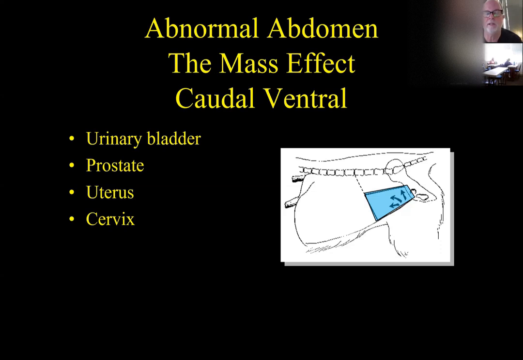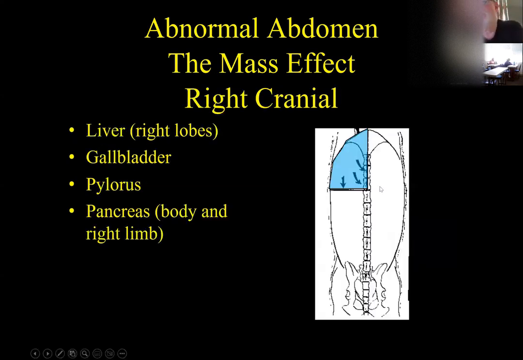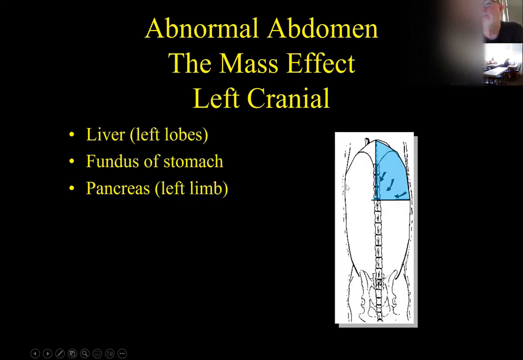Okay, and then unfortunately, we're not going to spend much more time on this. You kind of get the idea now, I think, of this whole mass effect thing, but you have to do the same thing for the VD views. So right cranial abdomen, what could cause a mass effect on the VD view in that area? Well, the liver, the right side of the liver lives over there. The gallbladder lives over there. The pyloric region of the stomach lives over there. The right limb and body of the pancreas kind of live over there. So all of those things could cause a mass effect from that part of the abdomen.